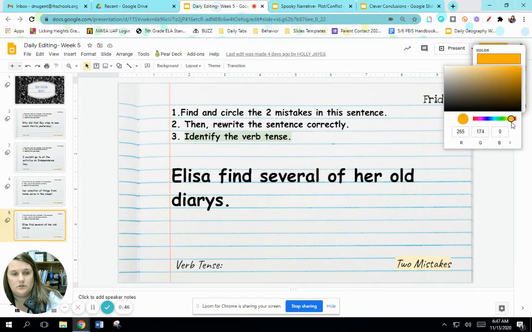Today feels like an orange day. It's Friday the 13th.